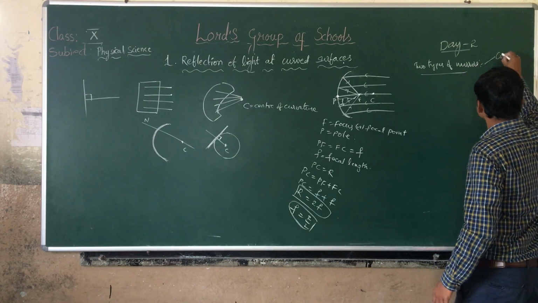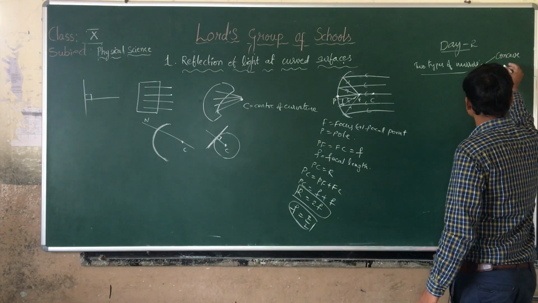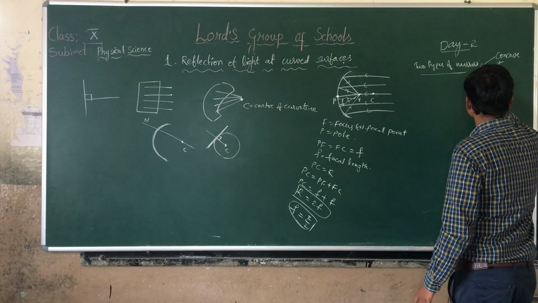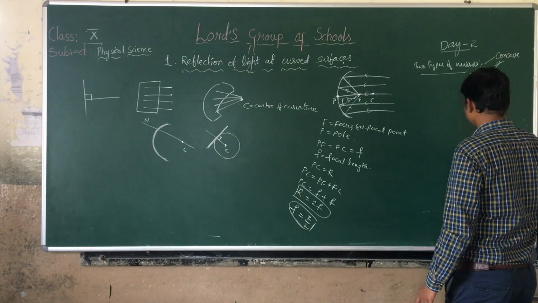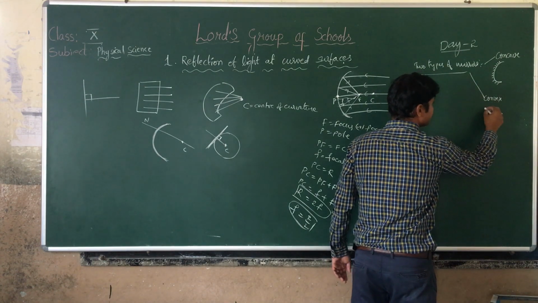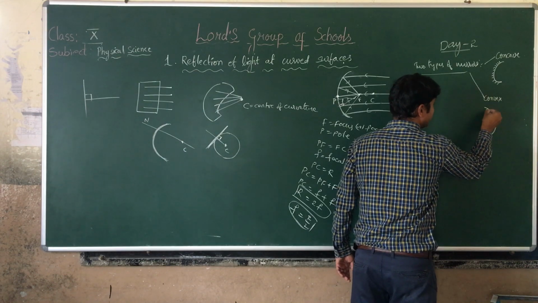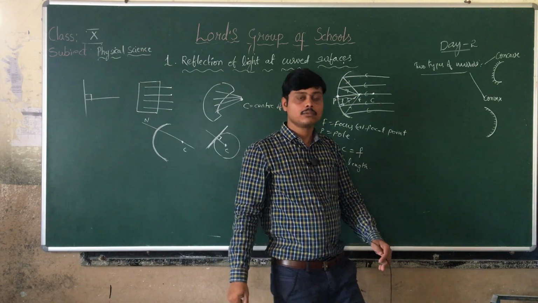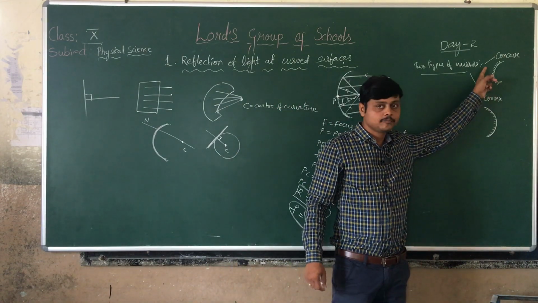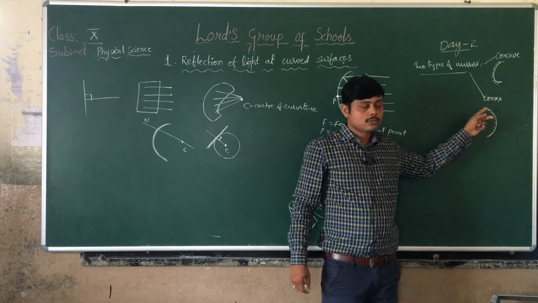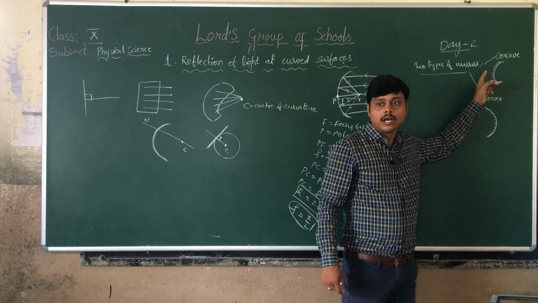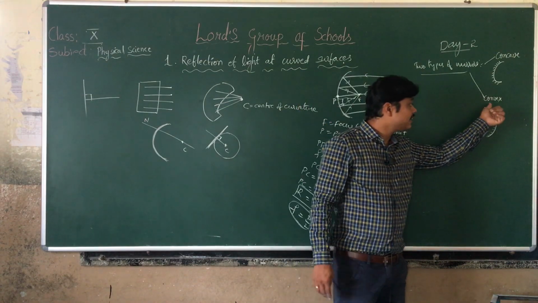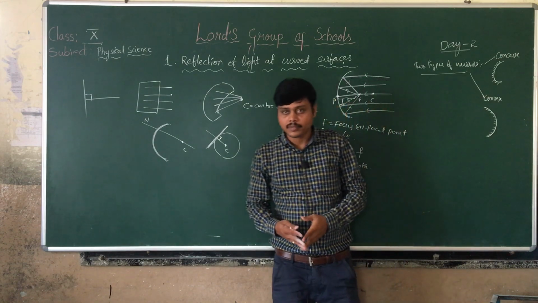One is concave, which is bent inwards, and we have to shade outside. And the second one is convex, which is bent outside, and here shading must be inside. So there are 2 types of mirrors: one is concave, the other one is convex. When light rays are falling on a concave mirror, how do the light rays behave and how many kinds of images do we get, and when light rays are falling on a convex mirror, how many kinds of images do we get?